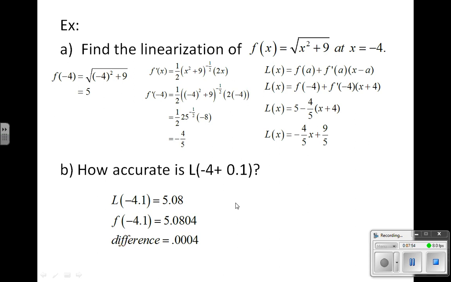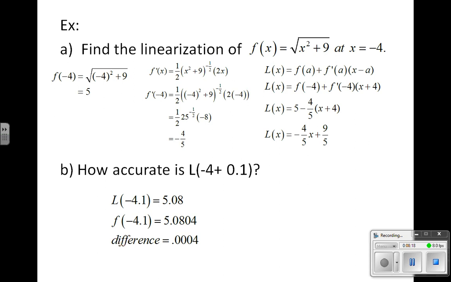Now the question is, how accurate is it? If I go back up to my original function and plug in -4.1, squared plus 9, square root, I get 5.0804 something, right? So the difference is very small. My linearization approximation was pretty darn good. My difference was off by 0.0004.